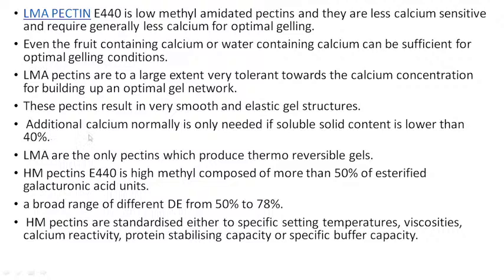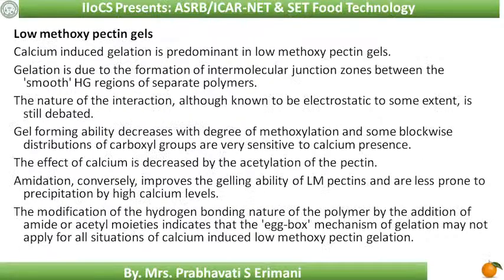Additional calcium normally is only needed if the soluble solid content is lower than 40%. LMA pectins are the only pectins which produce thermoreversible gels. HM pectins, that is E440, are highly methylated, composed of more than 50% esterified galacturonic acid units, with a broad range of different DE from 50% to 78%. These are the low methoxy pectin gels also, as we already explained.